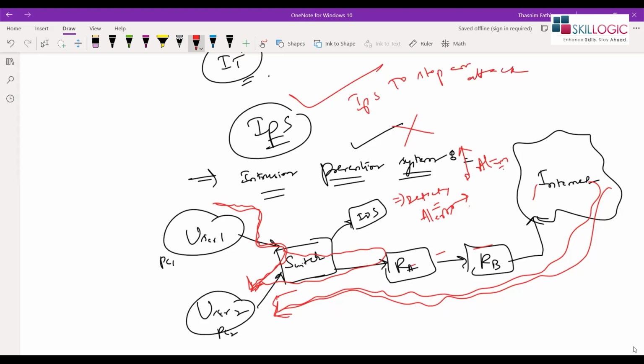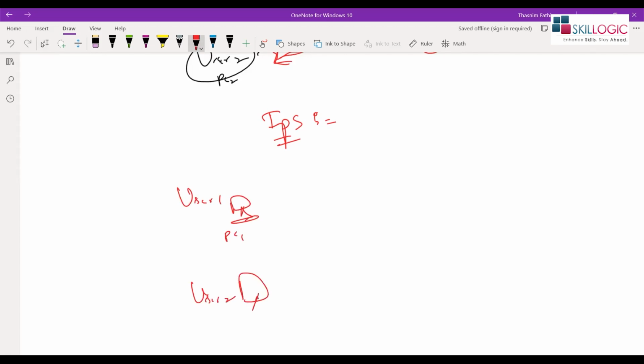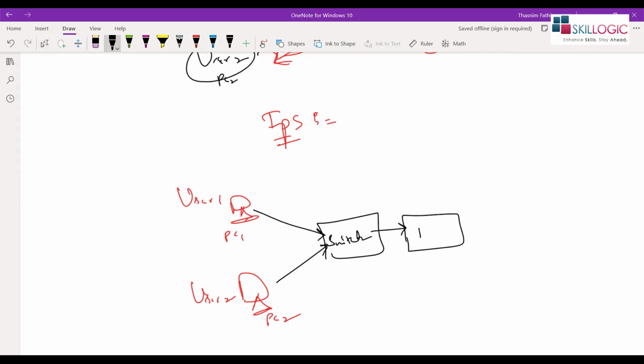Let's see now with the proper infrastructure. Let's understand another diagram, so that we understand this IPS fully. Let me draw again a user 1 here with PC1. Let me have user 2 again with PC2. Let's say they both are connected through a switch. In this case, the IDS was just connected to the switch. It was out of band. But here the switch is connected to the IPS in band.